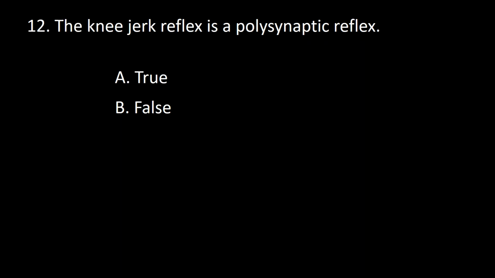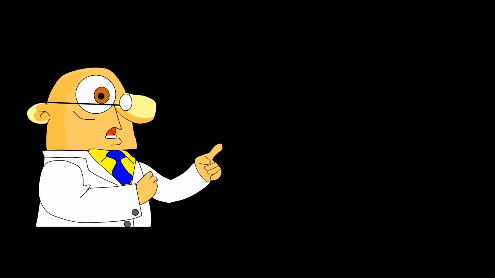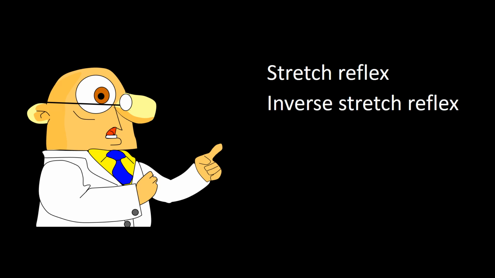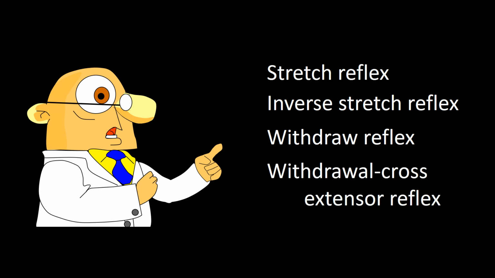Next question. The knee-jerk reflex is a polysynaptic reflex. A true, B false. For the purpose of answering this question, we will define reflex and then proceed to talk about 4 reflexes. Reflex can be defined as an input-output neural circuit required for environmental adaptation. The 4 reflexes we will address while answering these questions are the stretch reflex, the inverse stretch reflex, the withdrawal reflex, and the withdrawal cross extensor reflex.